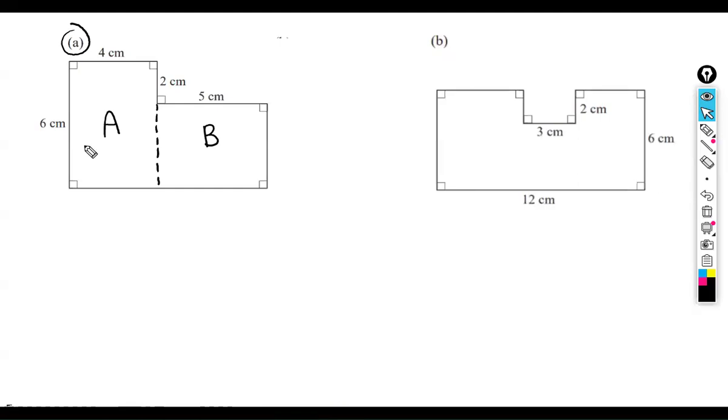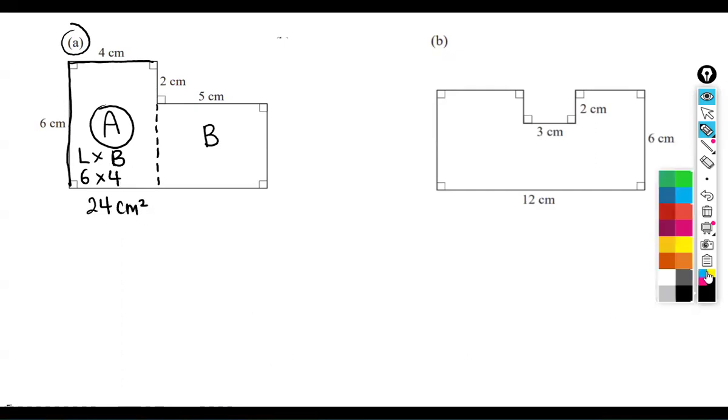So it's two rectangles. Now, for rectangle A, it's just length by breadth. So for part A, it's just length by breadth, which is 6 by 4, which is 24 centimeters squared. For rectangle B, let me put it in red so you can focus on it.